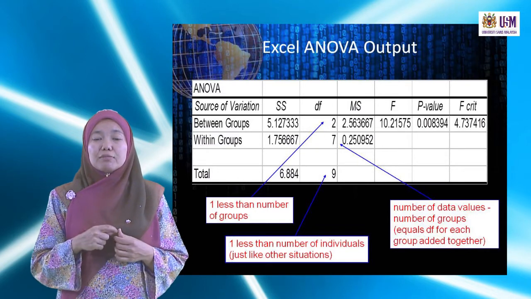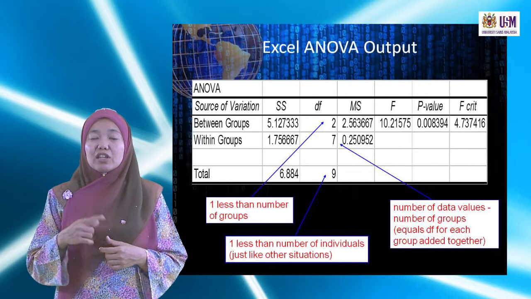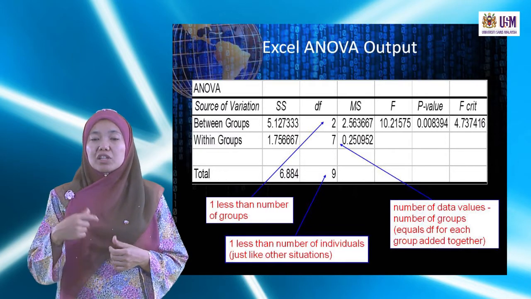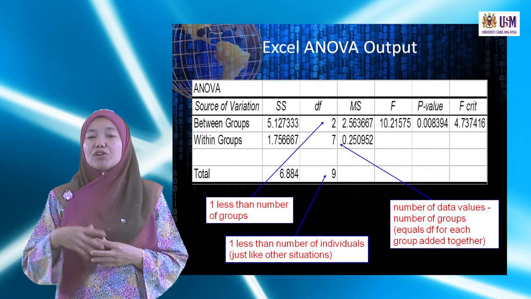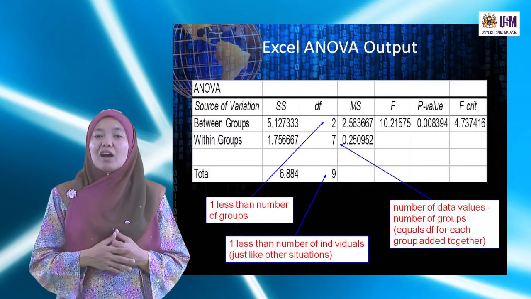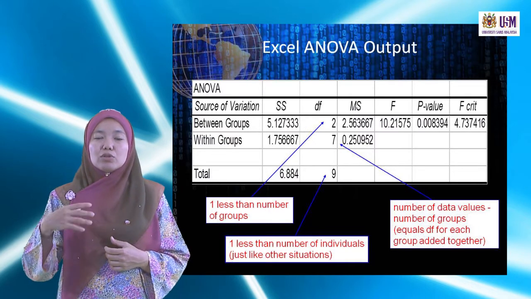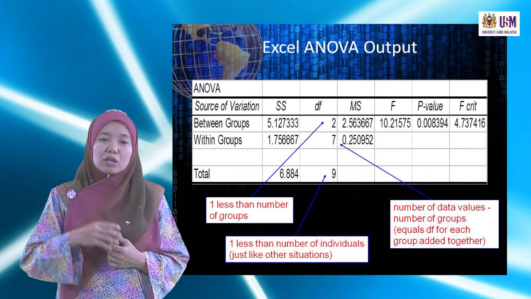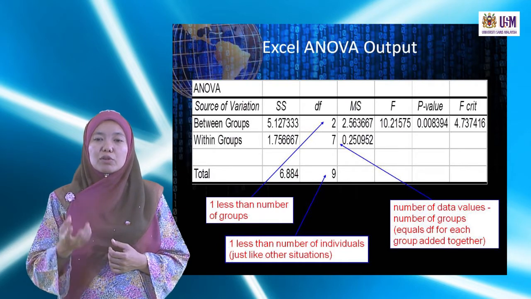So degree of freedom between groups, we have 2. Within group, we have degree of freedom equals 7. So total degree of freedom is 9. Mean of square for the treatment or for the group is 2.56. How do you get 2.56? You take 5.1 divided by 2, so you get 2.56. Similarly, you take 1.75 divided by 7, so you should be able to get 0.25.